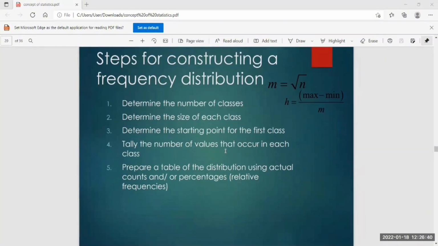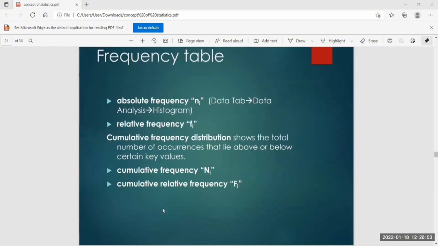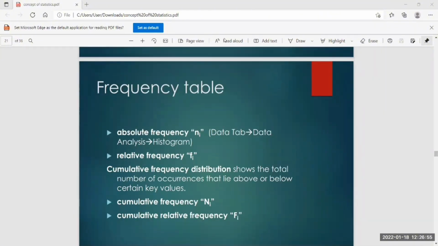So the steps for constructing a frequency distribution: determine the number of classes, determine the size of each class, determine the starting point for the class, tally the number of values that occur in each class, and prepare the table of distribution using actual counts. Alright, that's how you do it. Frequency table.